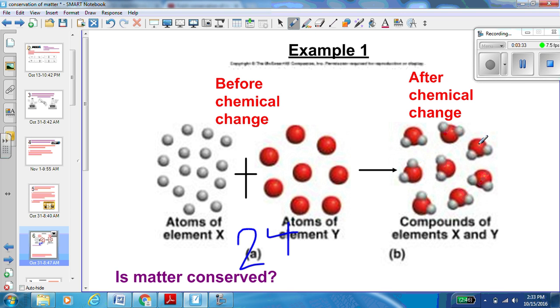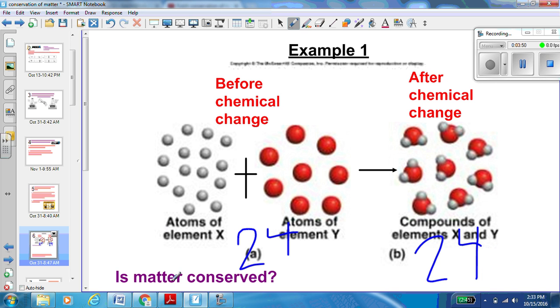I've got 8 molecules, and each one is made of 3 atoms. Well, if I multiply 8 times 3, that is going to, of course, give me 24. So this example shows matter being conserved. So yes, matter is conserved because I started with 24 atoms and I ended with 24 atoms.